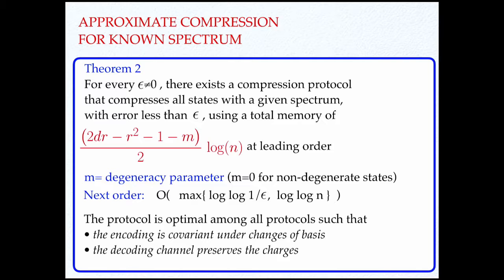And of course, the question is: is this protocol optimal or not? We didn't manage to prove optimality in full generality. We managed to prove optimality under assumptions. One assumption was that the encoding channel is covariant under changes of basis. So if you rotate your input qubits, it's the same as rotating your encoded state in some representation of the group. And the main assumption was that the decoding channel would preserve the charges, which means for qubits that the decoding channel preserves the angular momentum of the system. So we are not changing the value of the angular momentum here. And we will see later that this assumption is pretty crucial. So the protocol is optimal only under assumptions.